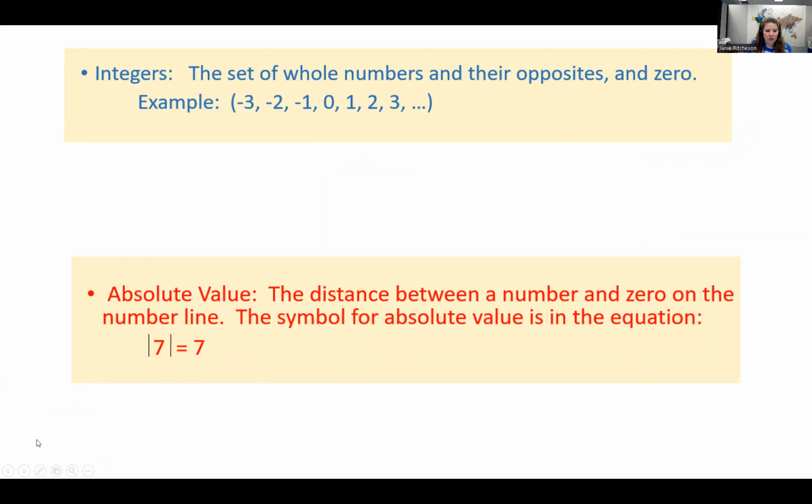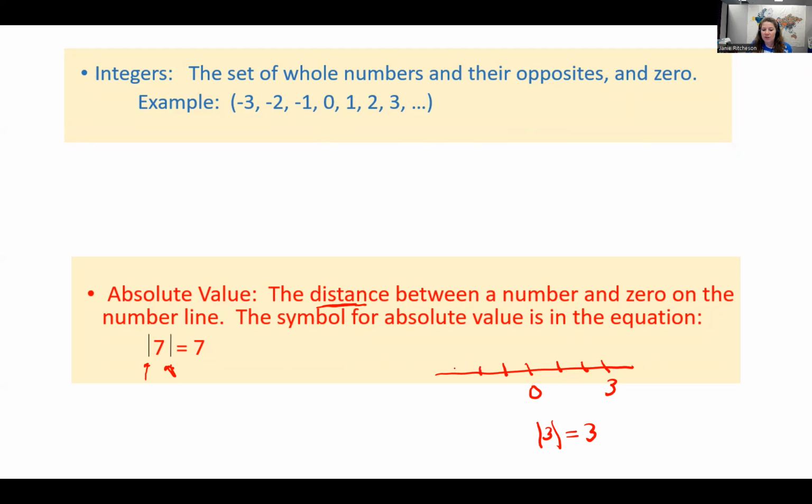So what does absolute value mean? Absolute value is distance, distance from 0 on a number line. The symbol for absolute value is these vertical lines right here. So I would say, what is the absolute value of 7? Well, the absolute value of 7 is 7. So it's all related back to 0. If I want to know how many spaces from 0 is 3 on a number line, basically what I'm asking you is, what is the absolute value of 3?